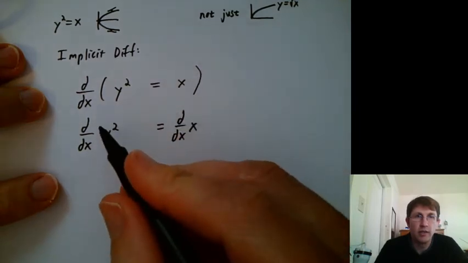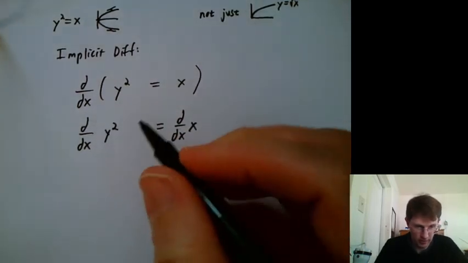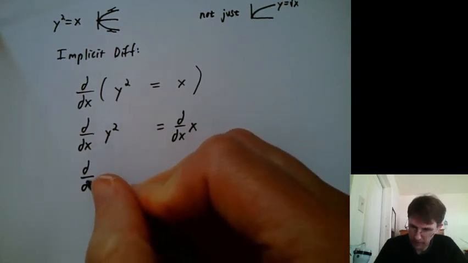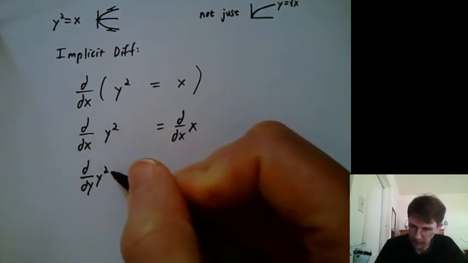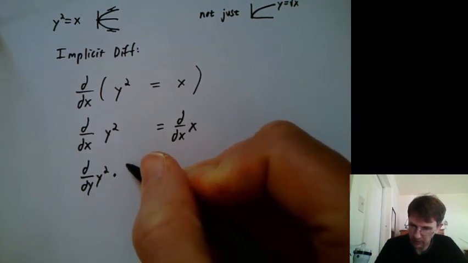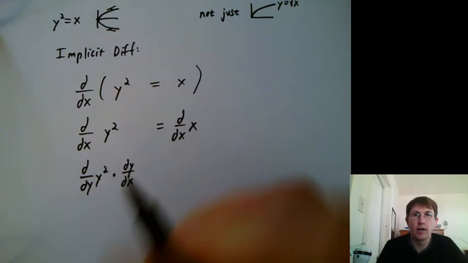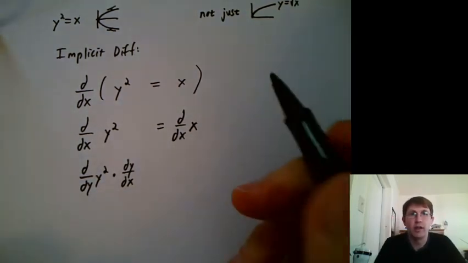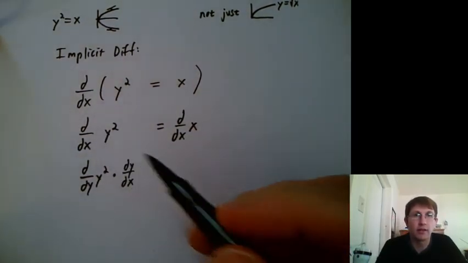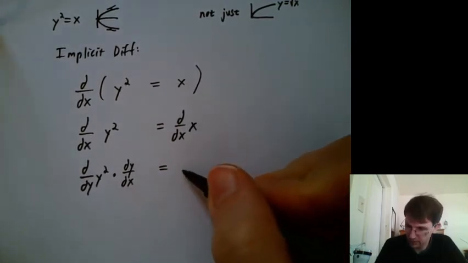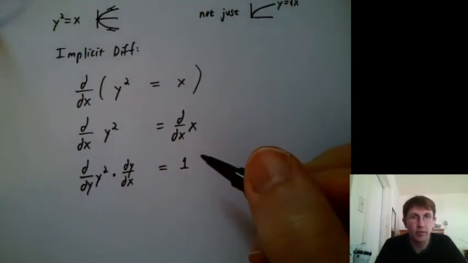What is d dx of y squared? Well, we've got to use the chain rule. We'd say this is d dy of y squared times dy dx. Can you see how the dy's would kind of cancel and you'd be left with d dx? And then what is d dx of x? Just the derivative of x with respect to x.